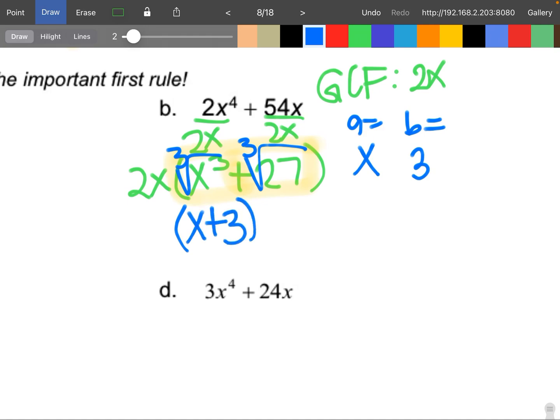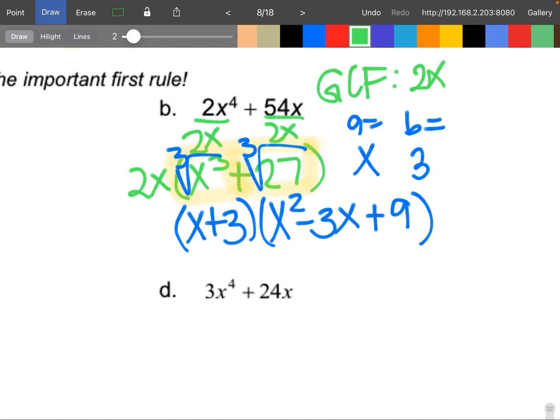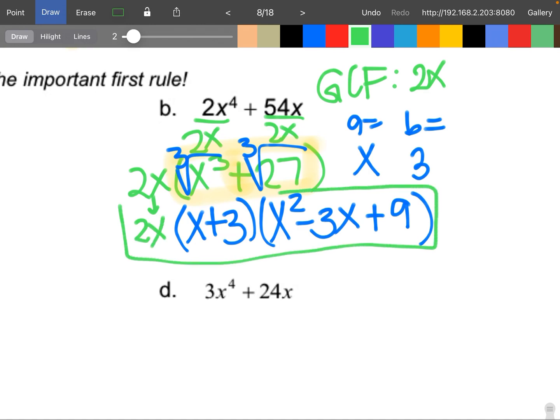So it's a plus b, x plus 3, times x squared minus a times b, which is 3x, plus b squared, which is 9. I'm kind of skipping the step of writing down what I'm squaring. Hopefully at this point you've caught on. And then lastly, my 2x, my GCF friend, can't leave him behind, goes out in front. So that is the completely factored version of 2x to the fourth plus 54x.